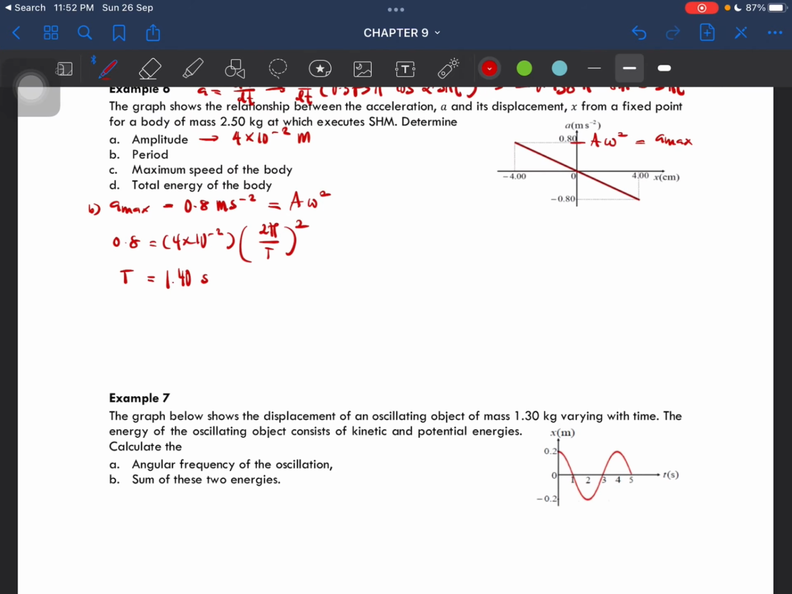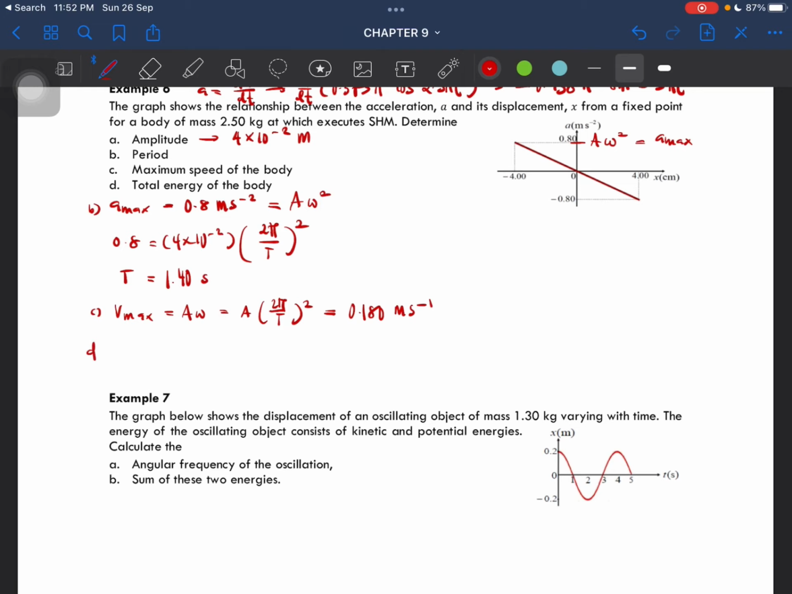Okay, then we have to find the maximum speed of the body. That is basically just v max equal to A omega. Okay, and so for this one, just substitute again A times 2 pi over T, which gives us the maximum speed to be equal to 0.180 meter per second.